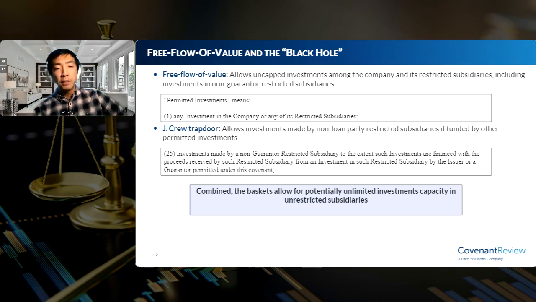By allowing transfers within the restricted group without limitation, you do open up a lot of, I think, opportunity for abuse, right? Because J.Crew transactions, drop-down transactions, we always talk about it in the context of unrestricted subsidiaries, but you can use other entities. You can use non-guarantor restricted subsidiaries as sort of the endpoint of your drop-down. Put the value into a non-guarantor restricted subsidiary. That non-guarantor restricted subsidiary can issue debt, and that debt will also be structurally senior.